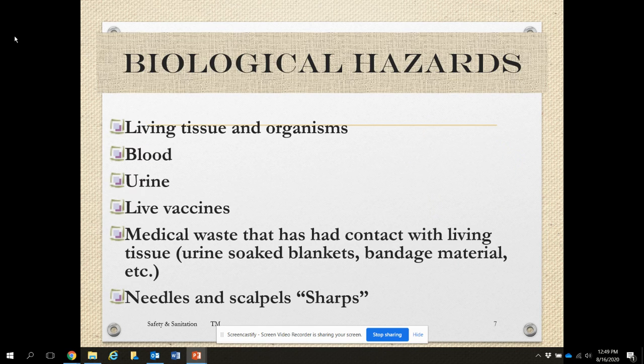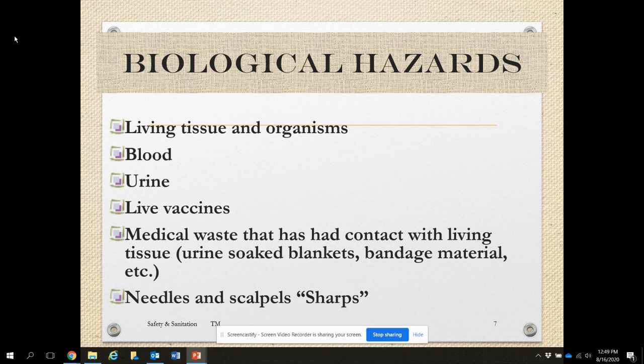So biological hazards, so living tissue and organisms, blood, urine, live vaccines. There's not many live vaccines that we use in the veterinary field. Medical waste, that has been in contact with living tissue, urine-soaked blankets, bandage material, and needles and scalpels. Those are called sharps.